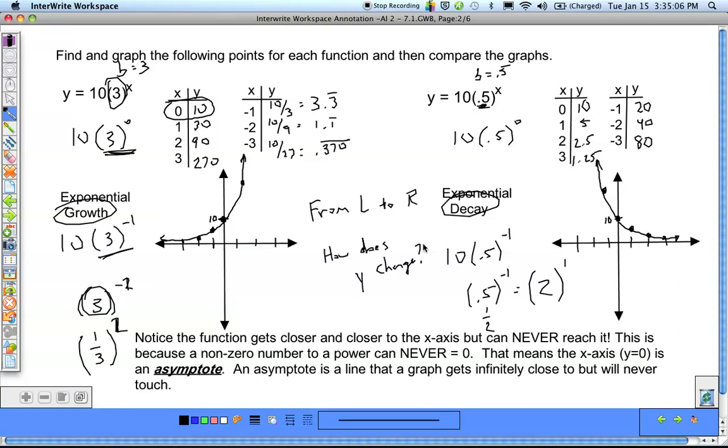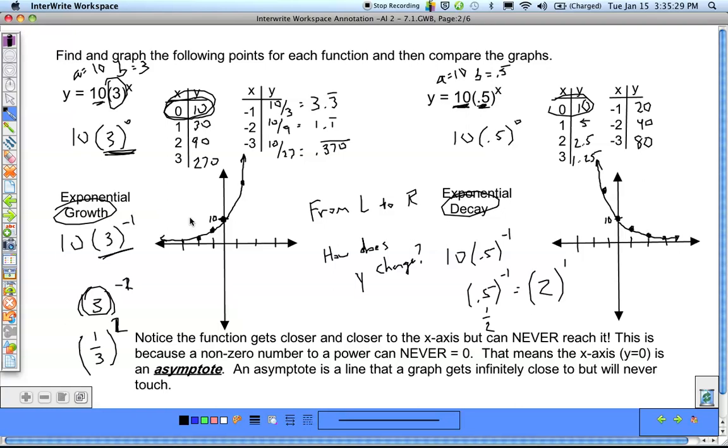Now, if you take a look at both of these graphs, they're going through the y-axis. They both go through at that 0, 10, which is the a value that we have out in front of what's being raised to the power. A is 10 here, A is 10 here. But the other thing that you may notice is that they're both getting closer and closer to the x-axis without actually going through the x-axis.